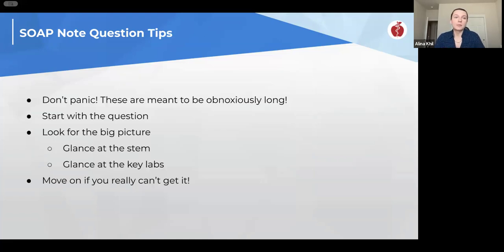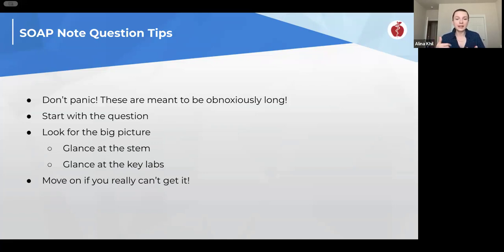So overall, with these really big, obnoxiously long questions, don't panic. Start with the question, look at the answer options, look for the big picture. Sometimes you can even go and just look at the imaging or at the labs first, to see if there is something big and significant, to where maybe you're not really going to need to read every single word of this stem.